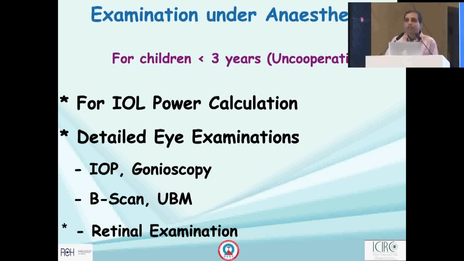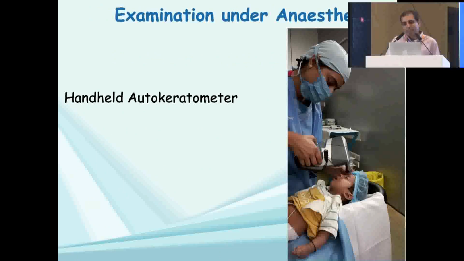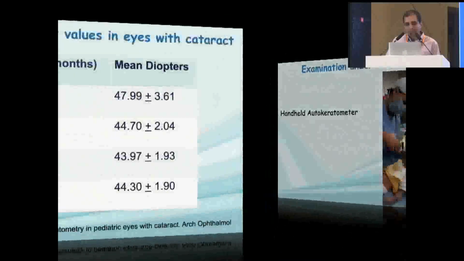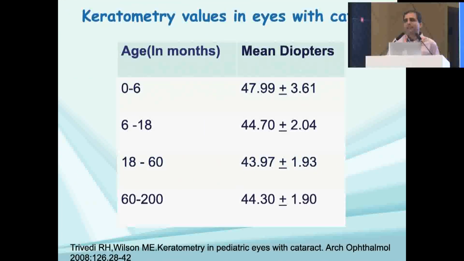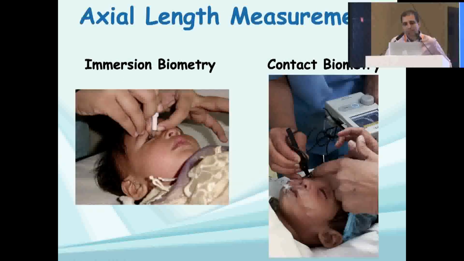Quite often we think it is cataract, but it turns out to be fetal vasculature with remnants that have been left behind, and so on and so forth. So you need to do a detailed eye examination along with IOL power calculation. Generally the handheld autokeratometers work reasonably well under anesthesia in such eyes. And for keratometry, there are several articles that suggest average keratometry at different ages as well. So if you otherwise struggle or find it difficult to measure, you can use these formulas, these tables as well.